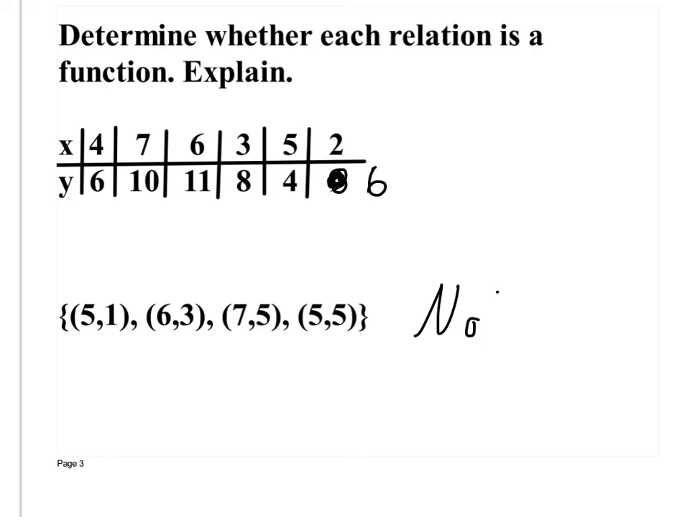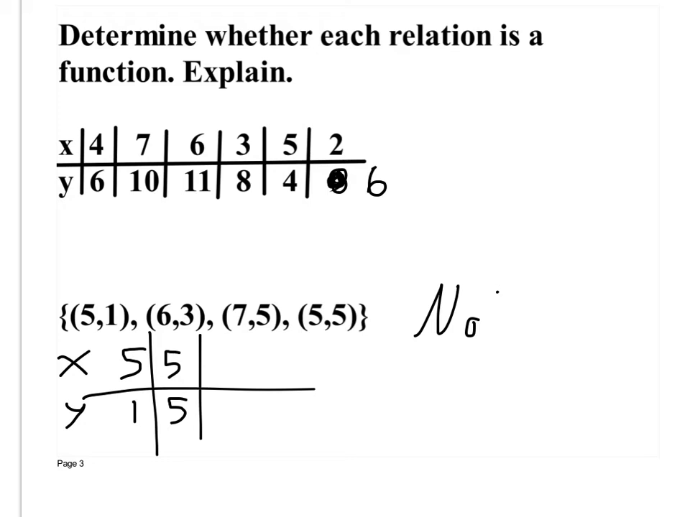If I was to write this as a table, like we've done on the problem before, 5, 1, 5, 5, would it appear twice? Yes, it would. See how the x occurs twice? We can't have that. Okay? It doesn't matter that 6 is only paired with 3 and 7 is only paired with 5. 5 is paired with 2 numbers, so that cancels it out. It's not a function.